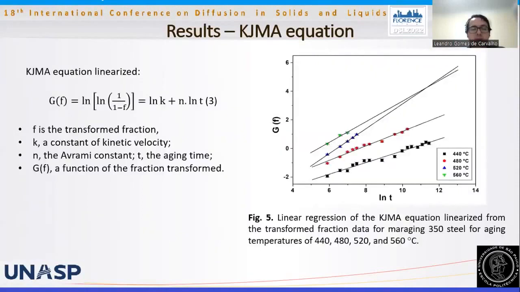The linearized KJMA equation obtained from KJMA is shown in equation 3. Starting from equation 3, a linear regression of the data related to the fraction transformed with the KJMA model has been performed, as shown in Figure 5. Figure 5 illustrates that the linear regression adjusted well to the experimental data.